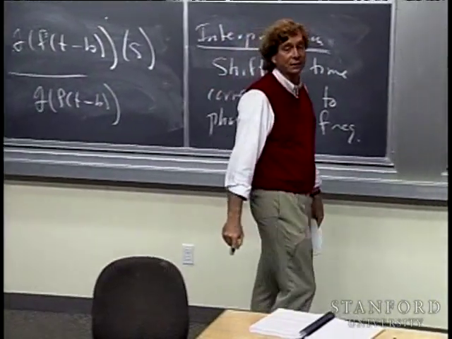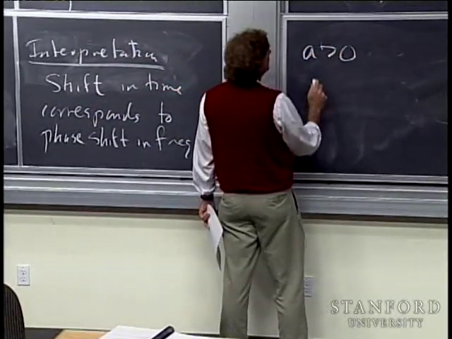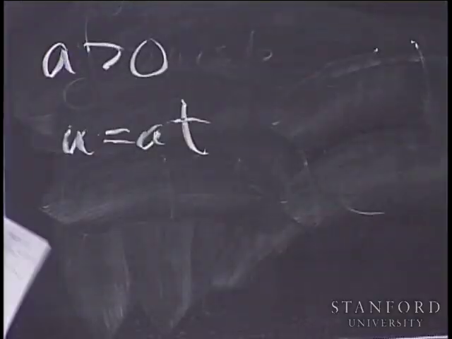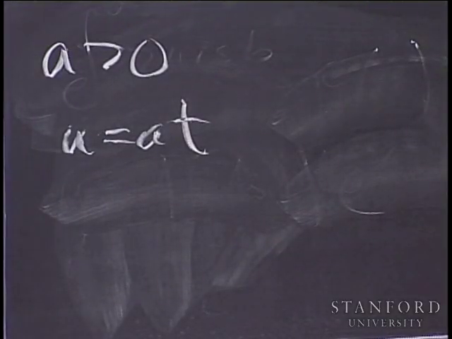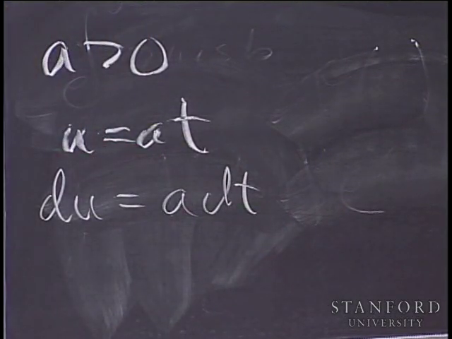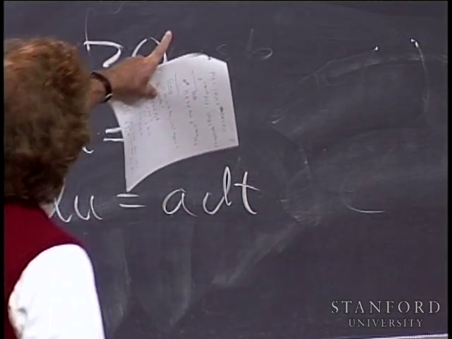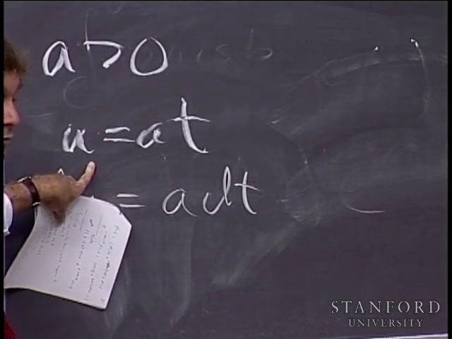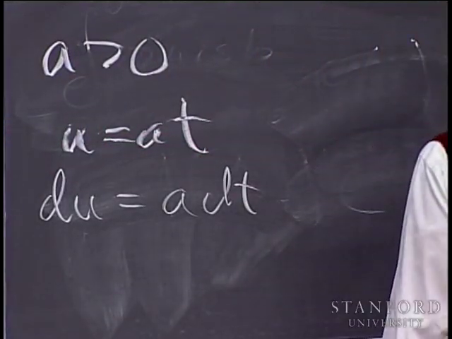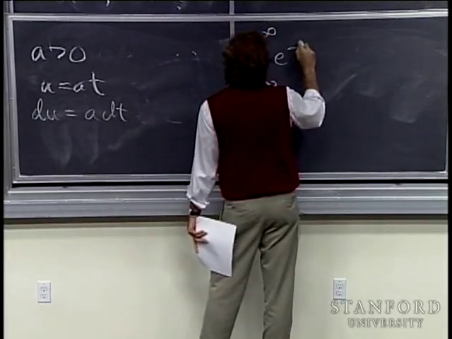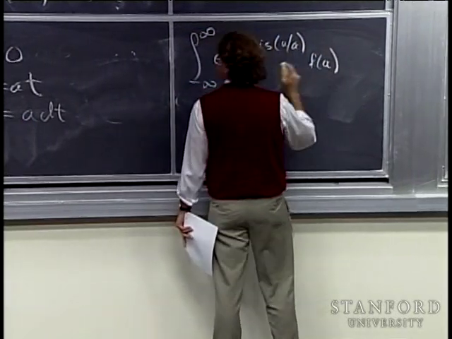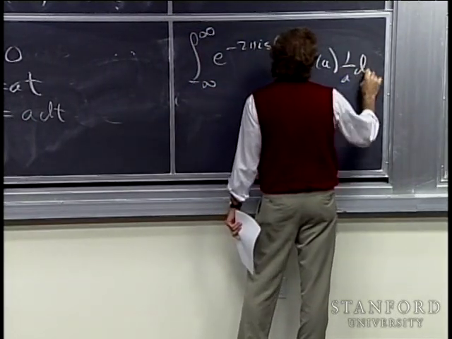So let's take the case when a is positive first. In either case, positive or negative, I'm going to make the change of variable u equals a times t. Then, of course, du is equal to a times dt. Now, if a is positive and t goes from minus infinity to infinity, then so does u, because a is just a fixed constant here. So the integral becomes the integral from minus infinity to infinity of e to the minus 2 pi i s u over a times f of u, and dt becomes 1 over a times du. Okay?